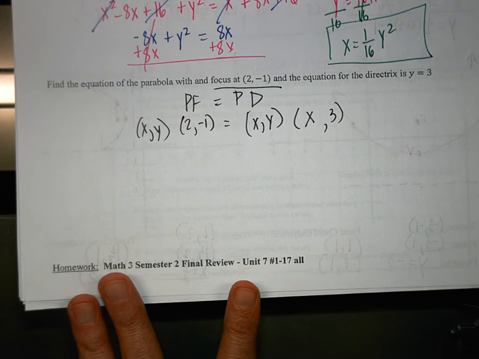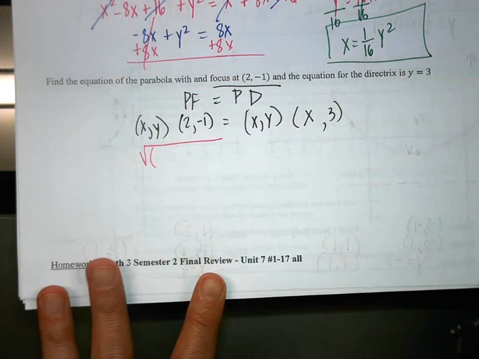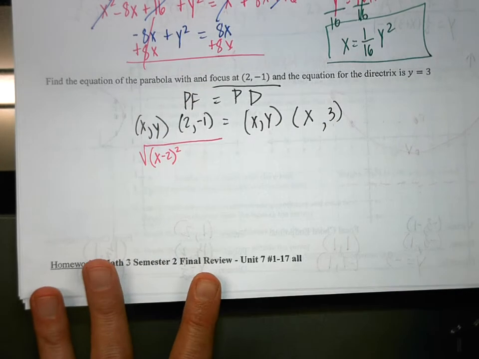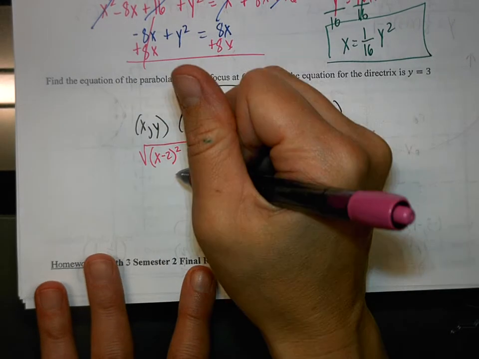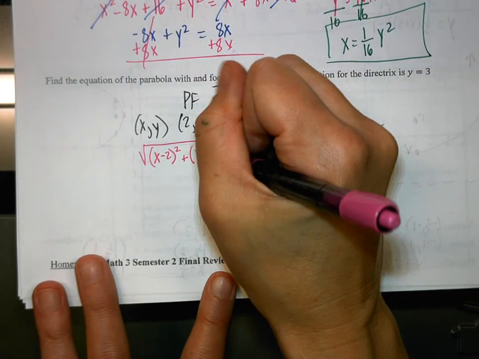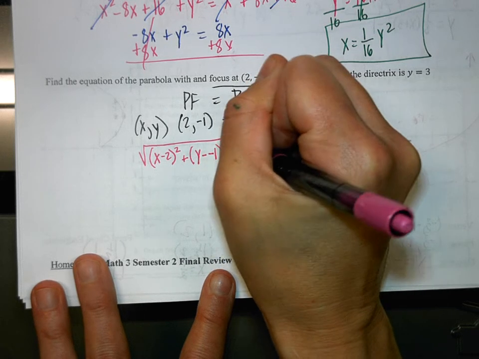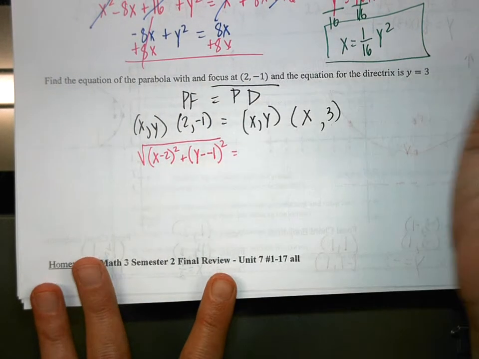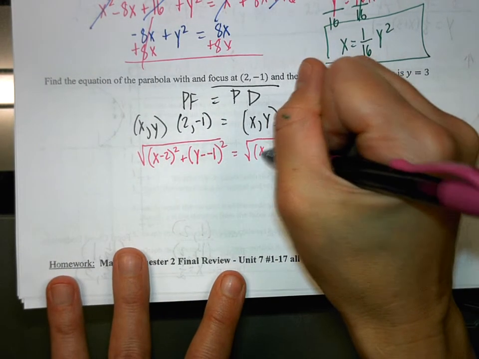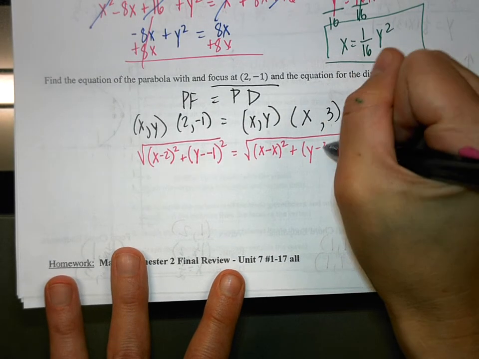Okay, using our distance formula, we have the square root, and it's going to be what? X minus 2 squared. Oh, okay, it's always subtracting. Plus, and then we're going to subtract the y, so it's going to be y minus -1 squared, which ends up making a positive. Do the same distance formula on the other side. We write that as (x minus x) squared plus, good, (y minus 3) squared.